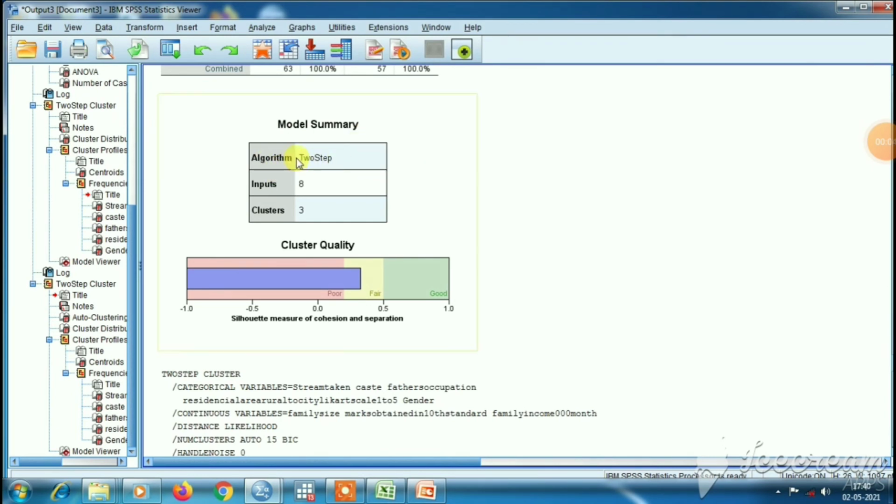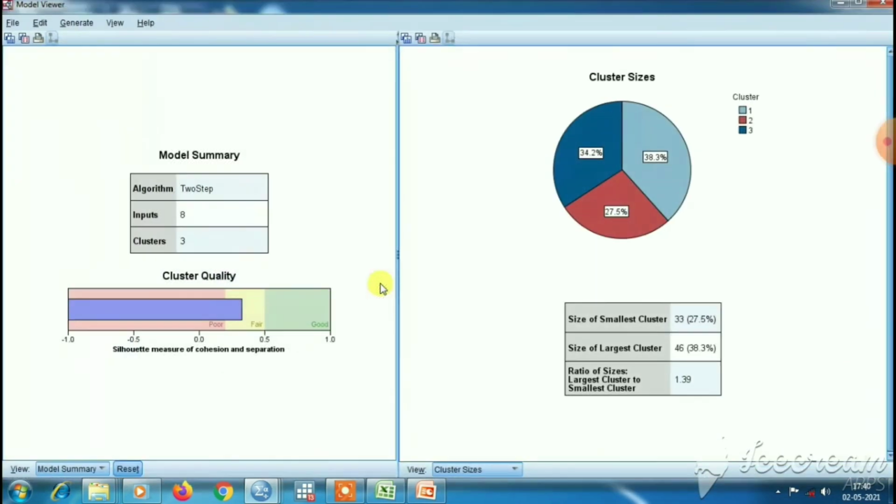In the algorithm, 2-step, inputs, 8, cluster 3. Okay, click here. We are getting the cluster sizes. Cluster 1, cluster 2, cluster 3 sizes are there: the size of the smallest cluster, the size of the largest cluster, and the ratio of sizes of the largest cluster to the smallest cluster. Now we are coming in this way. Also graphically we are able to explain.